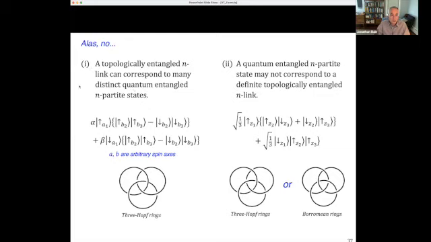It turns out a topologically entangled n link can correspond to many distinct quantum entangled n-partite states. So his example is this family of quantum entangled tripartite states. Right, it's a family because you get any particular entangled tripartite state by some particular value of alpha and beta, or by choosing some particular direction for the spin axes. But according to Aravind, this family of entangled states corresponds to just a single topologically entangled three link. In this case, this is what's called the three Hopf rings three link.